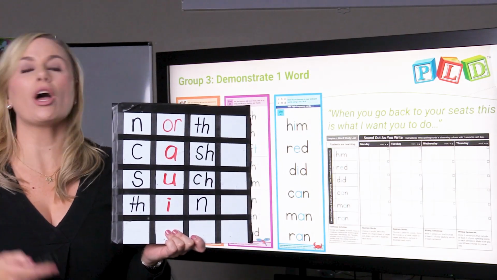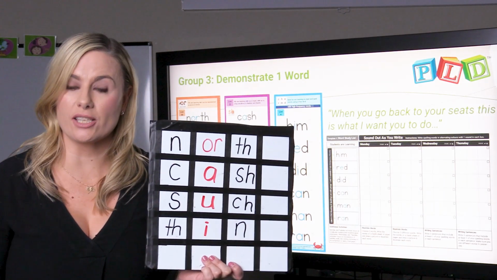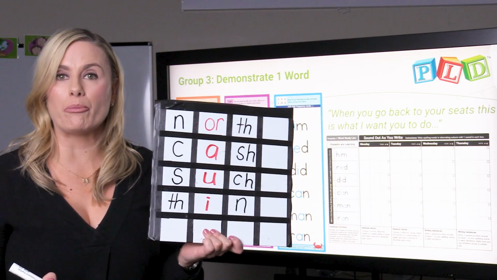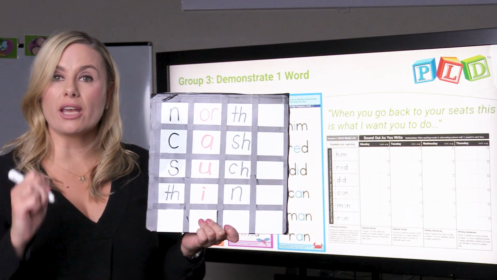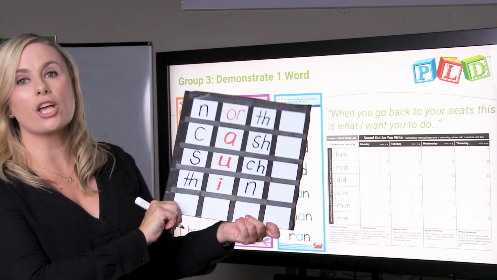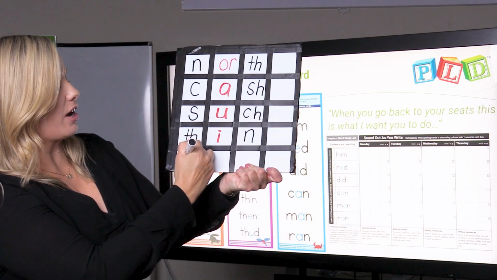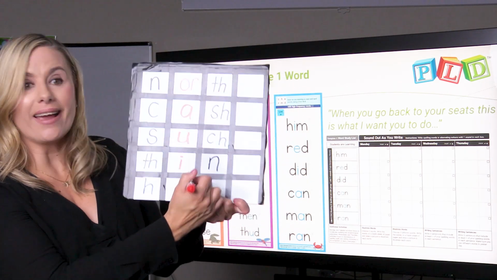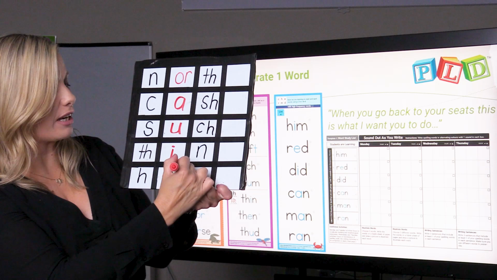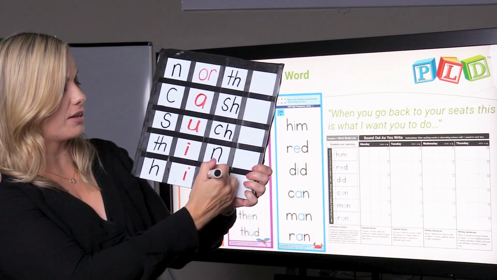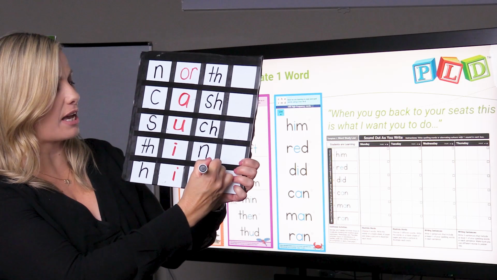Group 3, what I want you to do when you go back to your seats is you're going to read your word list. The first word is him. Map the sounds of him to your sound boxes. What's my first sound? My first sound is h. Sound and write h. What's my medial sound? My sound is i. Sound and write i. What's my final sound? Sound and write m into your final sound box.